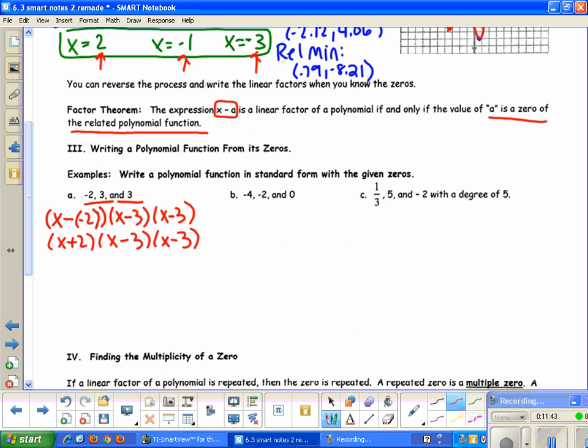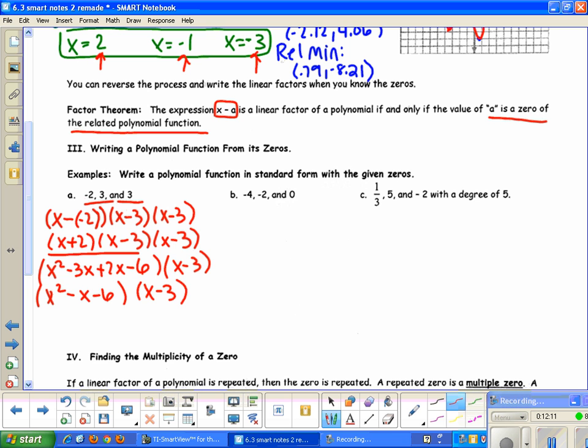Now, if I want to write this in standard form, that means that I have to multiply this out and combine like terms. So I'm going to FOIL these out first. When I FOIL those out, I get x squared minus 3x plus 2x minus 6. I have to combine like terms. So this would be x squared minus x minus 6. And I'm not done because now I need to multiply this trinomial times this binomial.